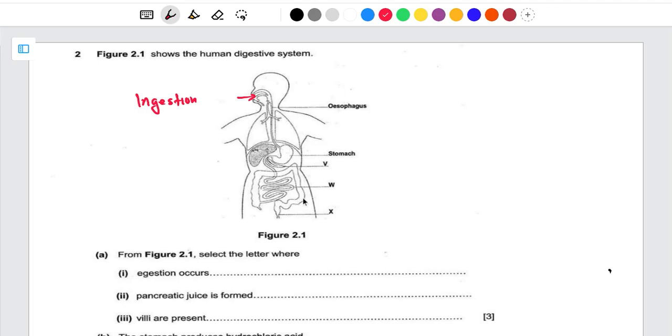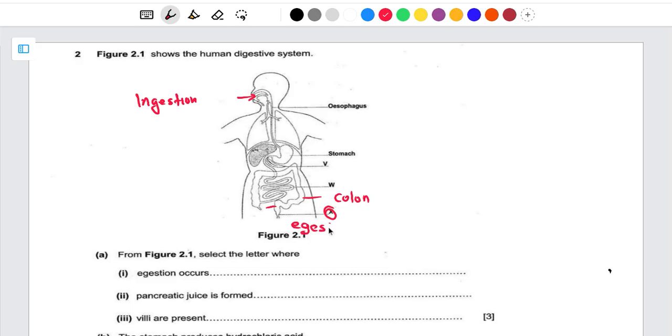Then we have the large intestine here, which is also known as the colon. In the colon, that is where absorption of water and electrolytes takes place, like sodium, potassium, and chlorides. They are absorbed in the colon, known as the large intestine. Then X is called the anus, and this one is the rectum. The anus is useful for egestion.